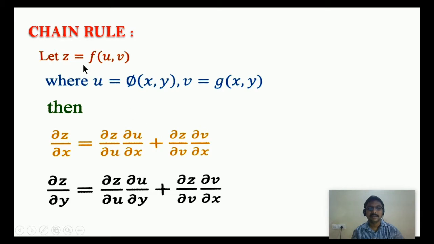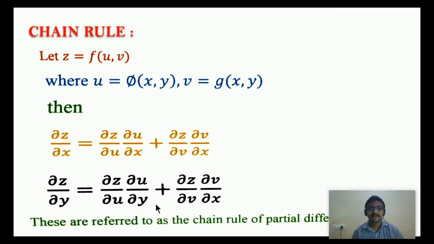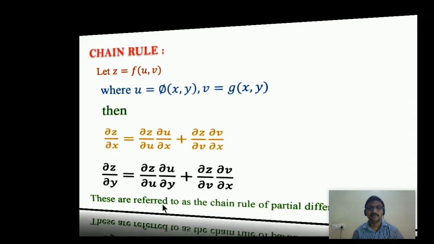So here z is a function of u and v, and u and v are in terms of x and y. Substituting these values, z ultimately becomes a function in terms of x and y. z is a composite function. So these two equations are known as the chain rule for partial differentiation.